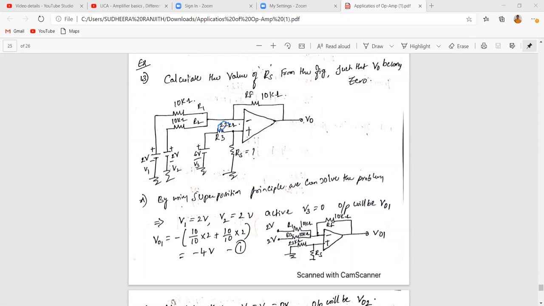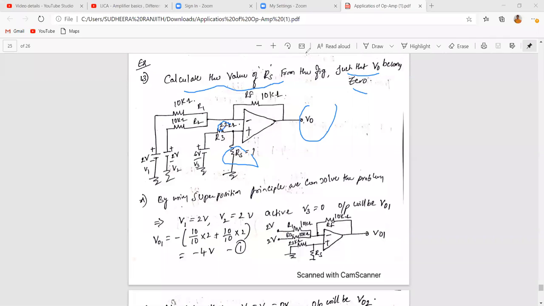Okay. This is some different problem. Wait a minute. Calculate the value of RS, not the output. Sorry. Calculate the value of RS from the figure such that V0 becomes 0. So he is asking to find RS. Here V0 is given as 0, output is given, and he is asking to find RS.